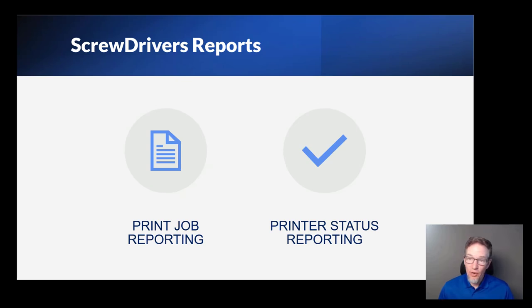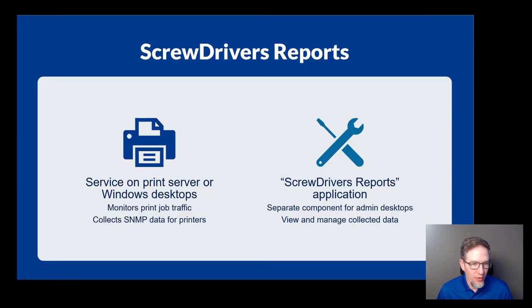So like I said, those are the two main components: print job reporting and printer status reporting. To speak briefly about how this is installed in your environment, there is that service, and the regular ScrewDrivers install can be run on any Windows system that you want to monitor and collect this data from. Most commonly, if your environment has print servers, that's exactly where this will go. As soon as you install it on a print server, all of the queues that are there will be monitored for the print jobs and also the SNMP data from those printers. Obviously, with multiple print servers, put it on all the print servers that you have. It all feeds into that same database table and is viewable from the one admin interface.